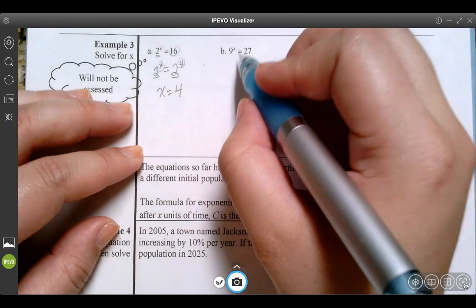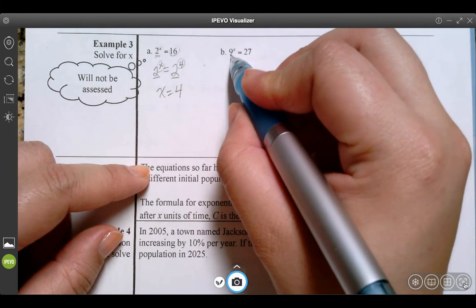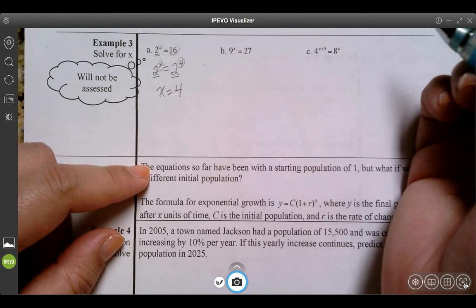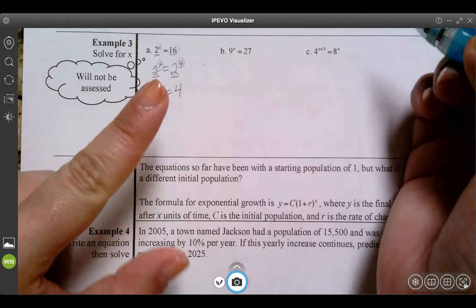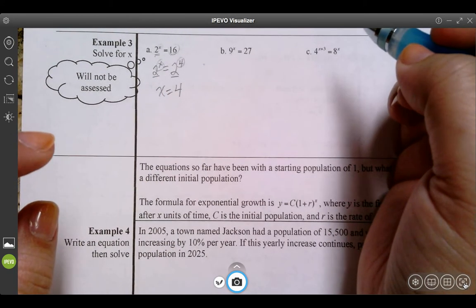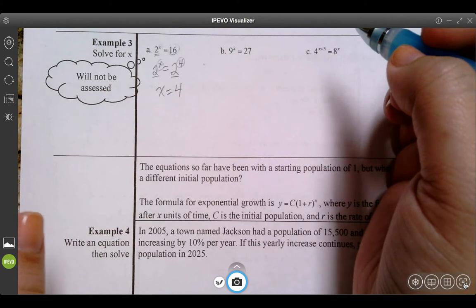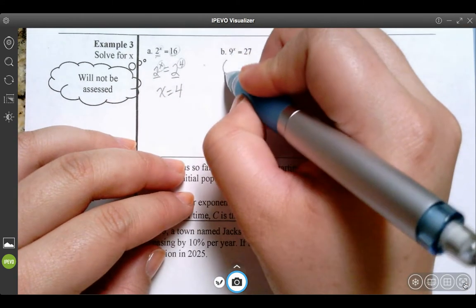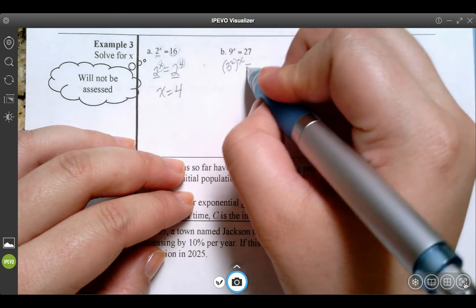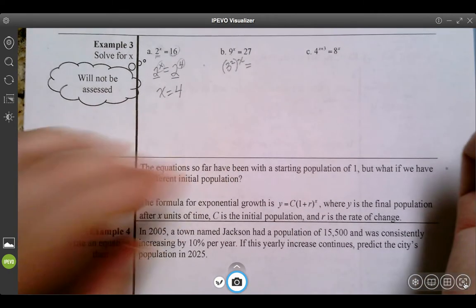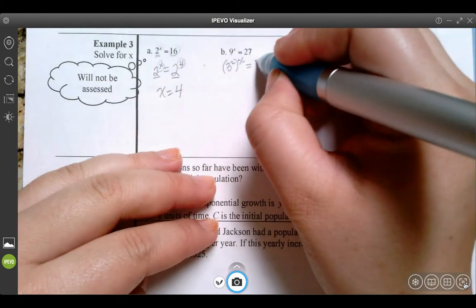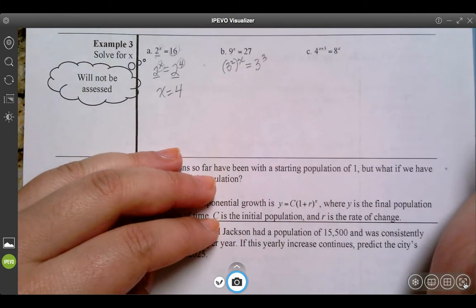Let's see if we can do the same thing here. Now, I have a base of 9, 9 to the x. Can I write 27 with a base of 9? Well, we have 9, and then we skip right to 81, so that doesn't work. Well, can I rewrite 9 with a different base? Well, 9 I know is 3 squared, so let's try that. We'll rewrite this as 3 squared to the x. And so now I want to write 27 as a power of 3. So we have 3, and then 9, and then 27. So 27 is 3 to the 3rd.